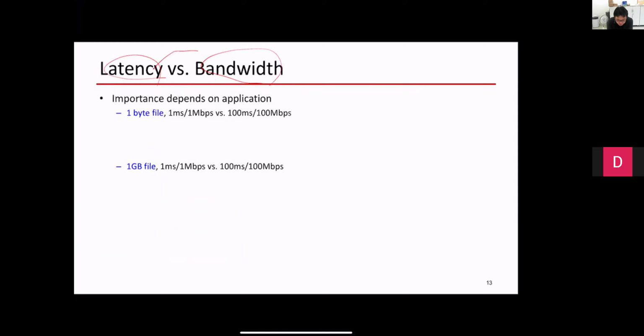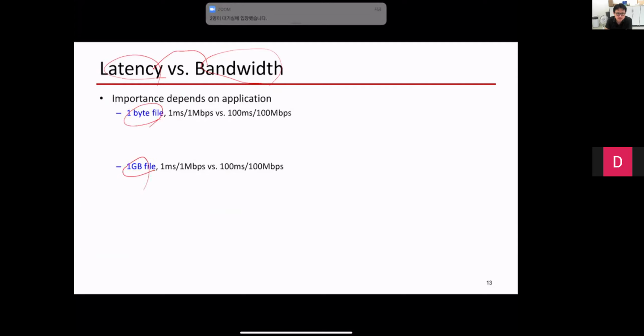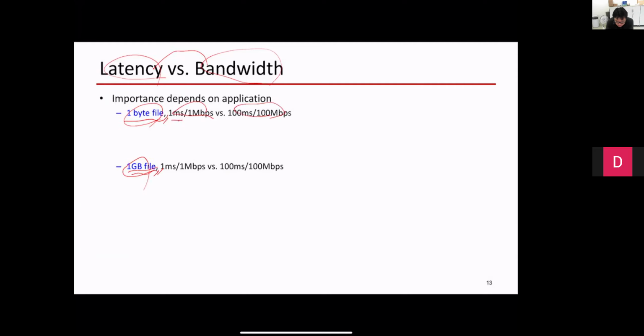Let's say you have to deliver a 1 byte file, and let's say you have to deliver a 1 gigabyte file. The 1 byte file is something like my voice, and the 1 gigabyte file is something like a movie. Which network should I choose? Network A has 1 millisecond latency and bandwidth of 1 Mbps. Network B has 100 milliseconds latency, but the bandwidth is 100 Mbps.